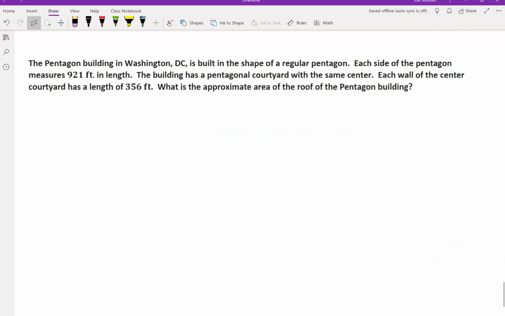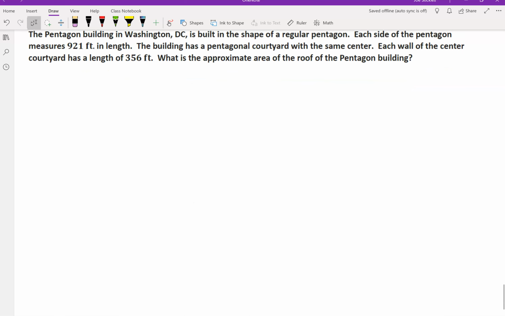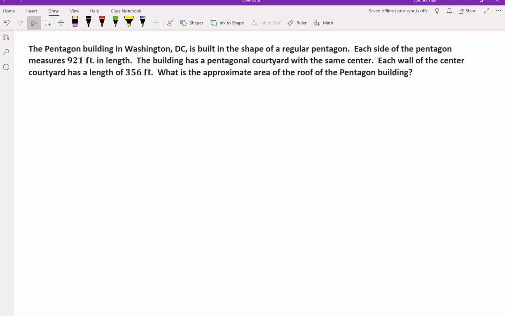All right. Let's talk about this last application problem, a little bit more complicated, but it's the last one here. So, the Pentagon in Washington, D.C. is built in the shape of a regular pentagon. Each side of the Pentagon has a 921-foot wall. And then the building inside of that has a pentagonal courtyard, with the same center. And then each wall of the courtyard has a length of 356. So what's the area of the roof of the Pentagon? All right, this one sounds like a fun problem.